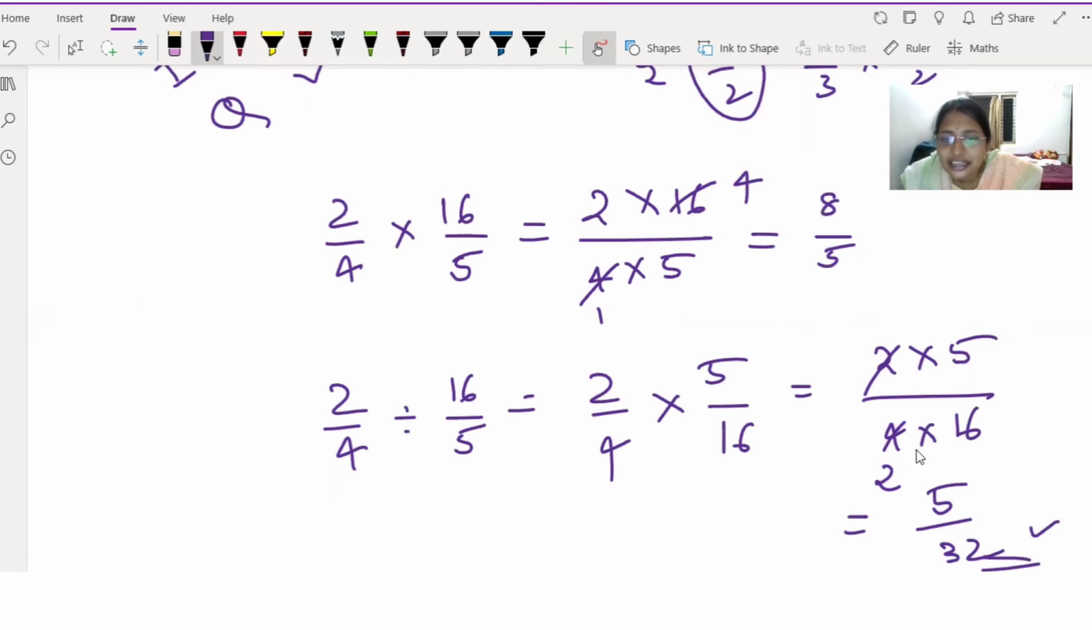So this is the topic rational numbers, children. These are the concepts. We will be having problems over this in the textbook. You can try and you can easily solve them with this concept.